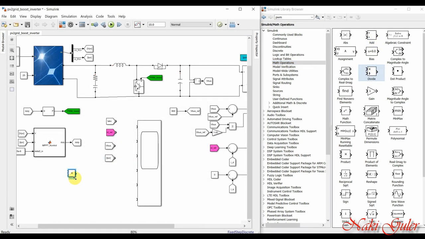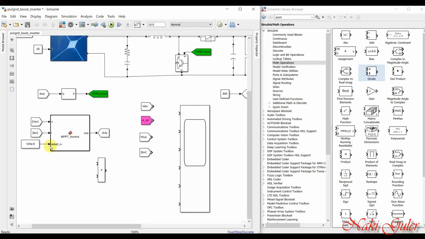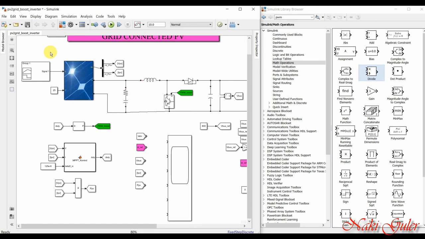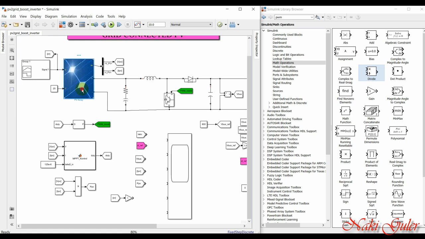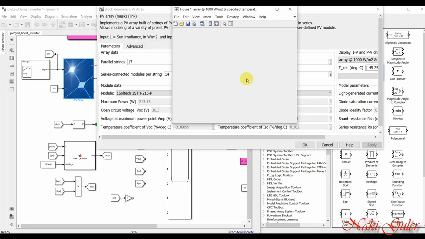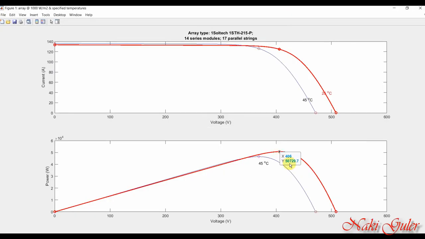We should multiply VPV and IPV, and it will give PPV. Okay, PPV here, and also we may calculate maximum power by using irradiation, and to calculate it we need a gain. Also we should know that the maximum power is at 1 kilowatt per square meter.